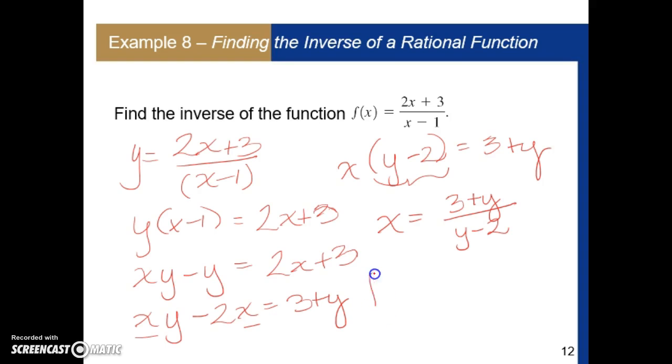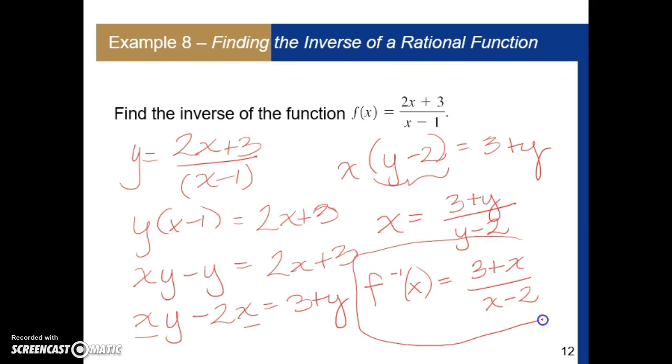And now I can do it all in one step. I don't have to write it in two different steps. Now I'm going to swap my x's and my y's. I would say that this was y equals (3 plus x) over (x minus 2), and then I would replace that y with f inverse, but I can do all that in one step. So there is the inverse function of f that we started with.